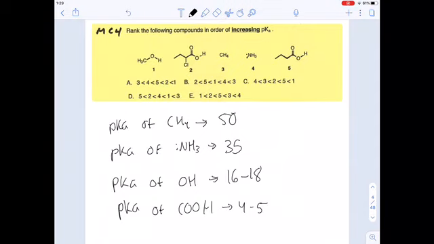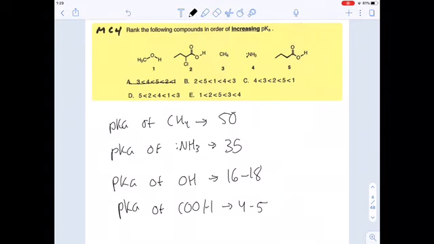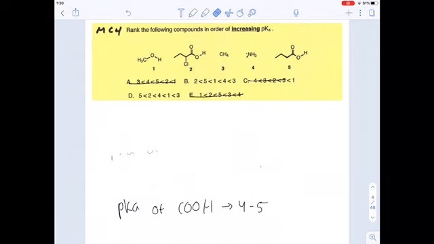Okay, so with that in mind, you know that 3 is going to come at the end because carbons are least reactive, least likely to give your H's up, and that means they're going to be less acidic. Less acidic, high pKa. So they're at the end. Okay, so you can eliminate A, E, and C. Now we're going to be comparing the 2 carboxylic acids is what it comes down to.